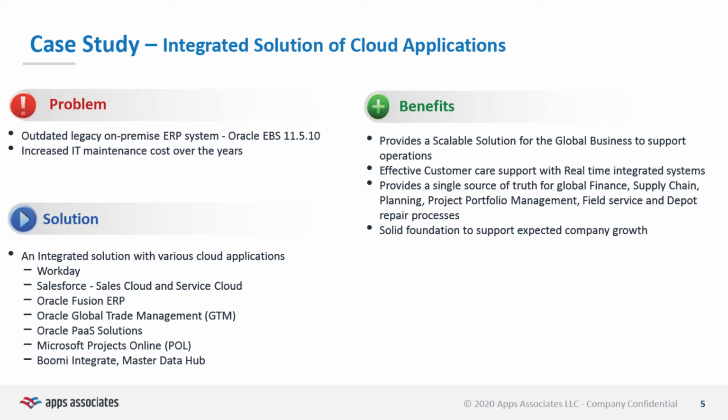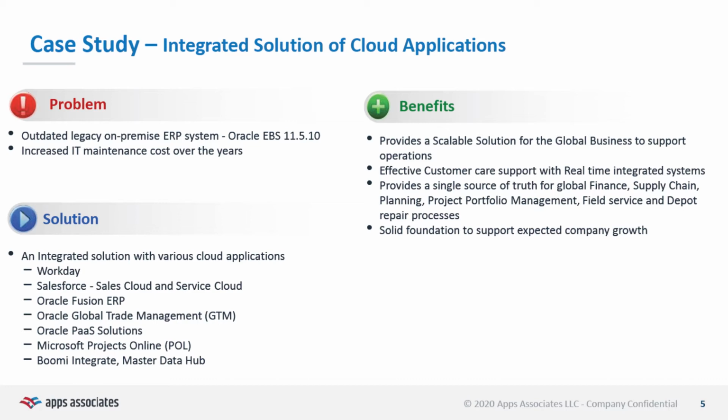From a problem perspective, they had an on-premise Oracle EBS system, version 11.5.10, which came at a high maintenance cost to them. For those of you who are familiar with Oracle on-prem, their current version for EBS now is at release 12.2.8. So customers on the older version, that is 11.5.10 or similar, have an option to either upgrade to the latest version of their on-prem system or move to the cloud.